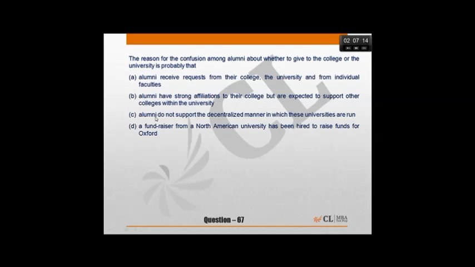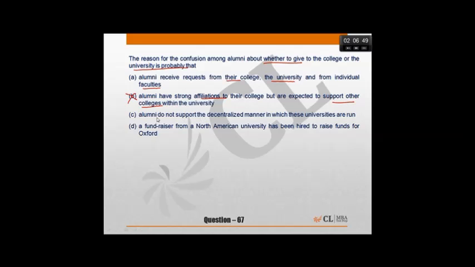67. The reason for confusion among alumni about whether to give to the college or the university is probably that alumni receive requests from the college, the university, and from individual faculty. This is what happened to Mr. Bernstein, so this could be the answer. Choice B, alumni have strong affiliation to their college but are expected to support other colleges. No, they are not expected to support, that has not come out anywhere, so B has to be incorrect.